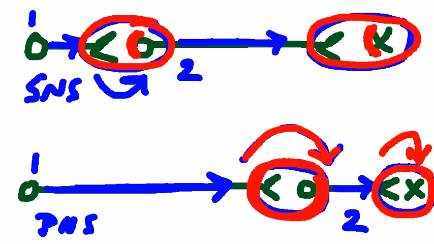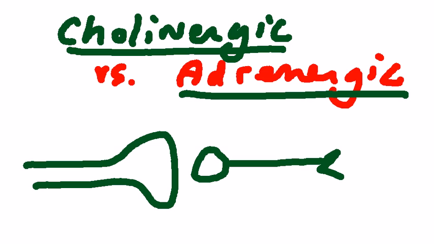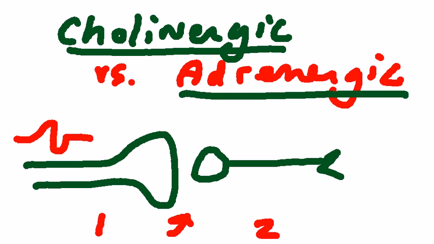So one simplifying principle in understanding the physiology of the autonomic nervous system is that all of the synapses within the autonomic nervous system are either cholinergic or adrenergic. So let's start by describing a cholinergic synapse in the autonomic nervous system. So here we're looking at a synapse between a preganglionic and a postganglionic neuron. And let's say an action potential is traveling down the axon of the preganglionic neuron, which is going to ultimately depolarize this terminal portion of the presynaptic membrane.